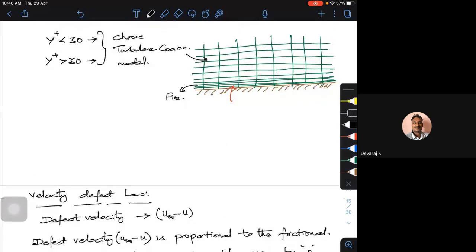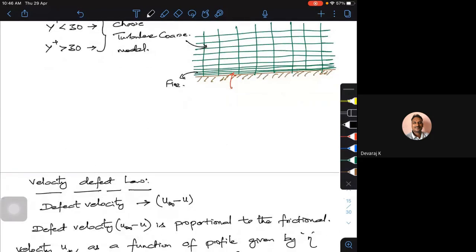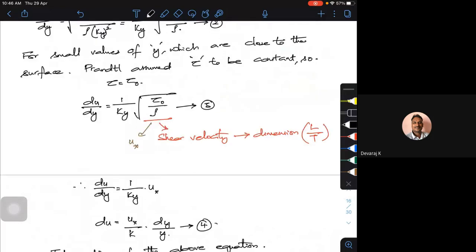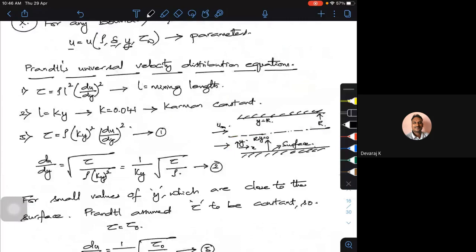I can go from this particular point, going in this direction. Here y is equal to 0, and here y is equal to r. So what will happen? Your velocity will be maximum at the center. Here I am going to get my u is equal to, this is for a pipe flow.